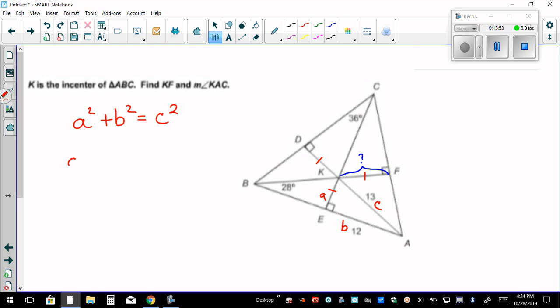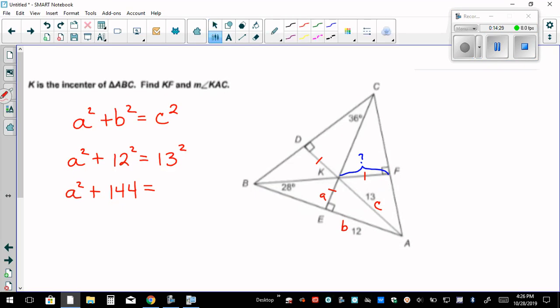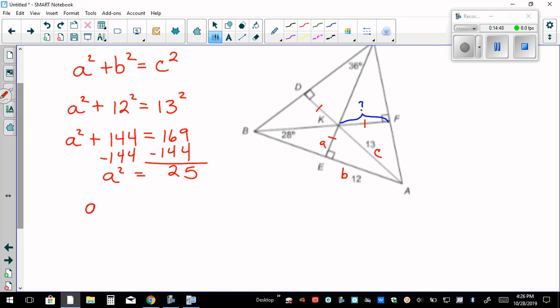So I'm going to say A squared, and plug the numbers in. B squared is 12 squared, and C squared is 13 squared. Okay? So I'm going to do a little bit of math here. A squared plus 12 squared, which is 144, equals 13 squared. I believe it's 169, but I'm going to check myself on my calculator. Okay, so 13 squared is 169. Now we just do some math. We're going to take 144 from each side to get A by itself. I'm going to have 25 equals A squared. Let me rewrite this. A squared is 25.